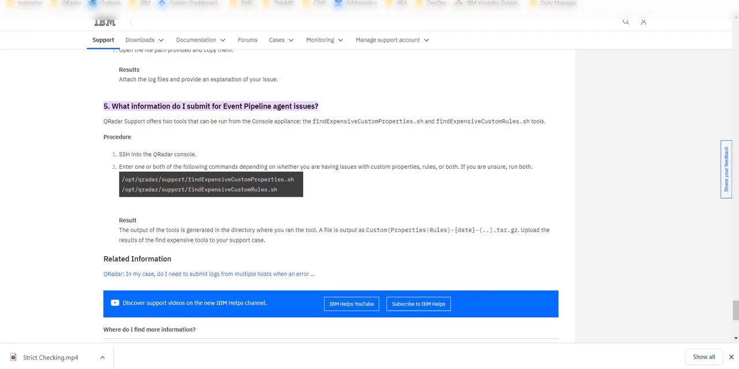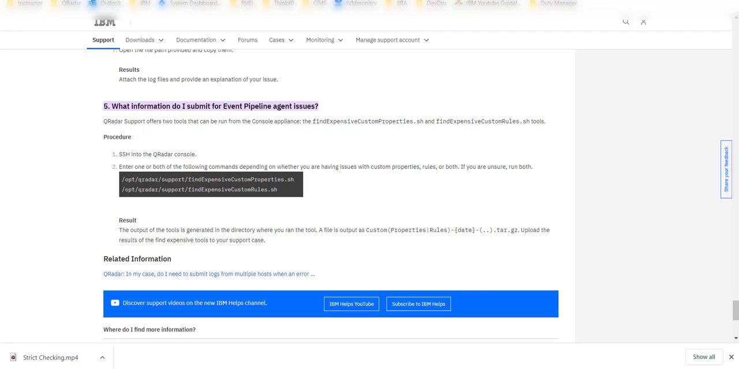In this video, we're going to look at the information you need to submit for event pipeline issues. Two of the primary resources support uses when diagnosing performance problems are the Find Expensive Custom Properties and the Find Expensive Custom Rules scripts within the OPT QRadar support directory. These are collectively referred to as the Find Expensive Tools.